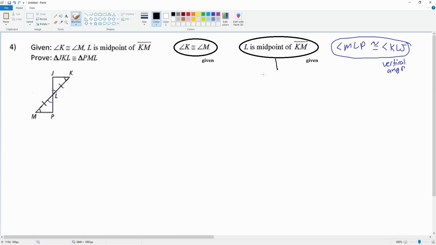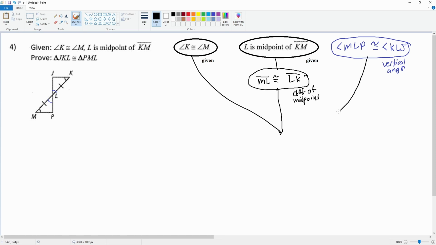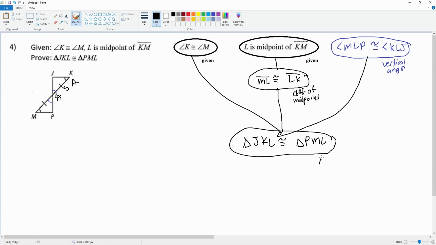The midpoint one does give you ML is congruent to LK. And this is definition of midpoint. So we have our angle, we have our side, and we have another angle here. So this is angle, side, angle. So triangle JKL is congruent to triangle PML. And that is by the statement of ASA.